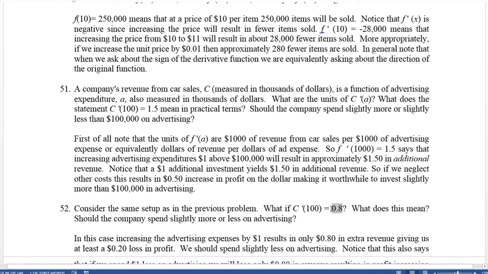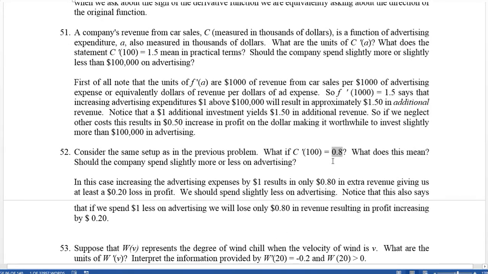Okay, but in this case, an additional $1 spent on advertising is only going to gain an additional 80 cents in revenue, which is going to cause the profit to go down by 20 cents. So in this case, spending more on advertising is going to make things worse. In fact, what should they do? They should spend a little less on advertising, save that money, and do something else with it.